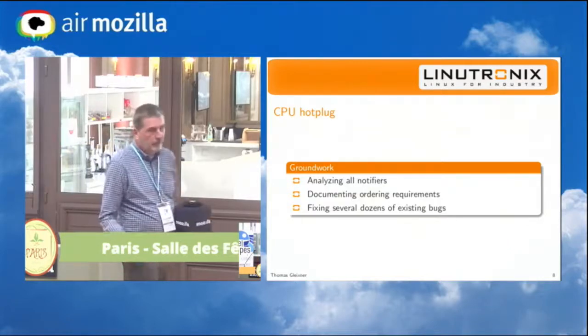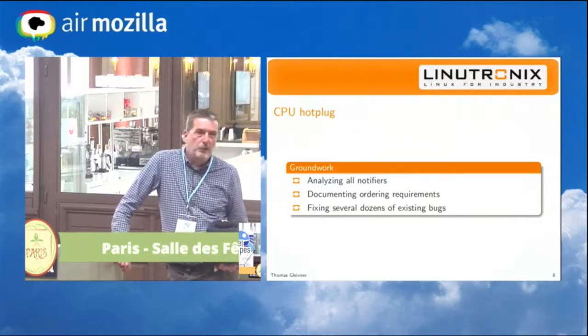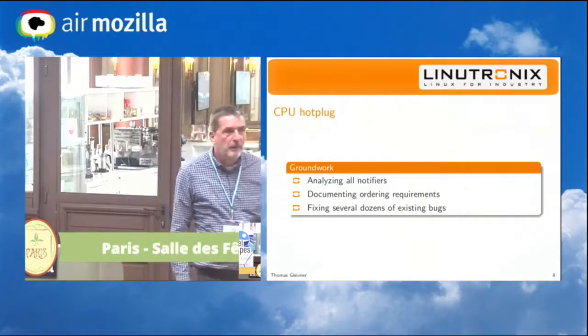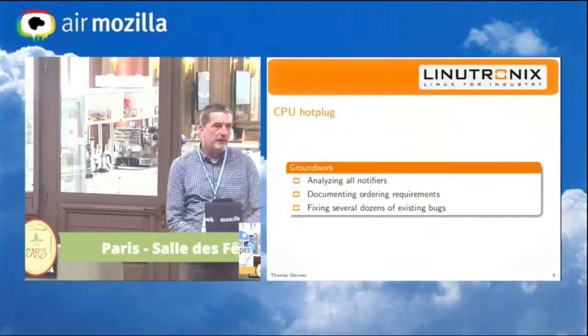What do we have to do? Is a lot of groundwork. We had to go through all notifiers and document the ordering requirements. While doing that and looking at the implementation of the notifiers, we fixed several dozen existing bugs. There were resource leaks, memory leaks, null pointer problems, a lot of interesting things because all that stuff could not be tested properly.